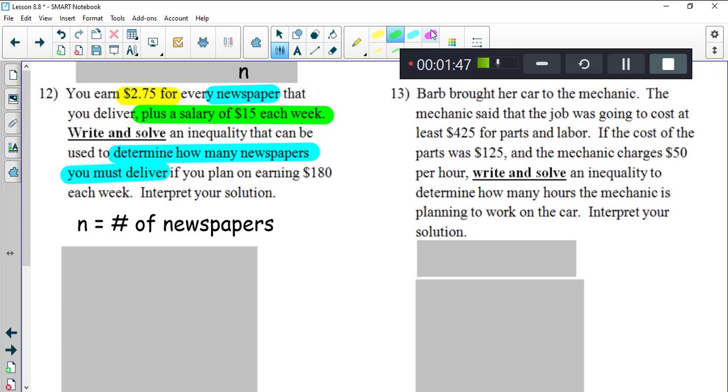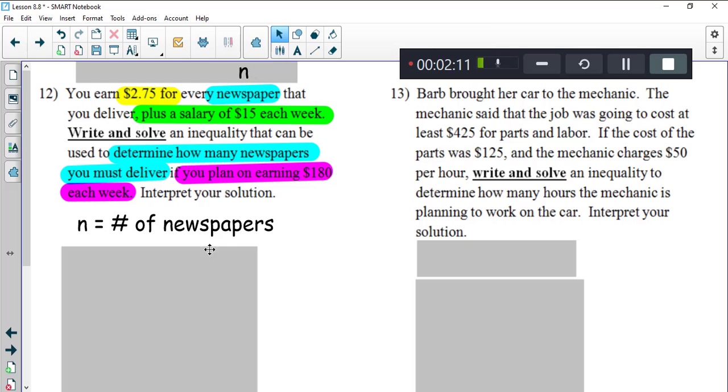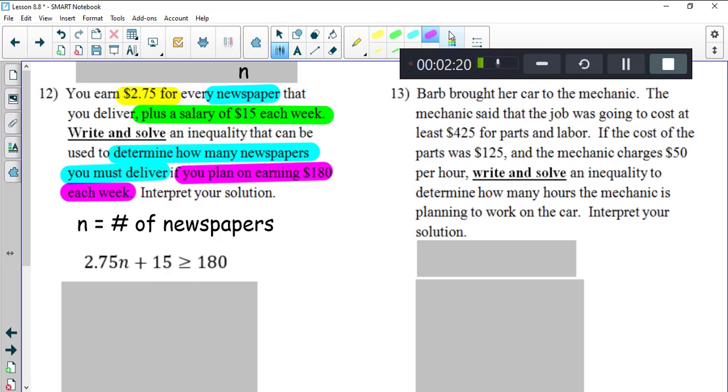Other important information that we have is that you plan on earning $180 each week. And that helps us since we're talking about $15 in salary every week and $2.75 for every newspaper delivered. It's beneficial to highlight that important information, mark up the text, and reread the question as necessary. So let's put all of this together. The inequality that I'm going to write is $2.75 n, representing the number of newspapers, plus 15, and then I use the inequality symbol greater than or equal to.